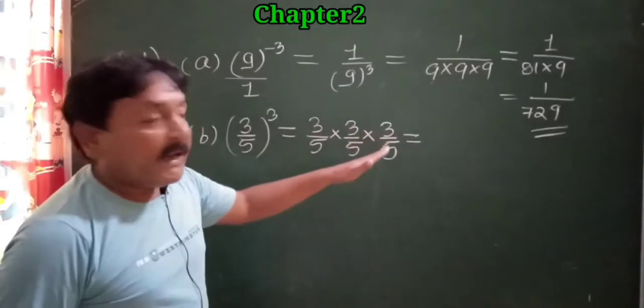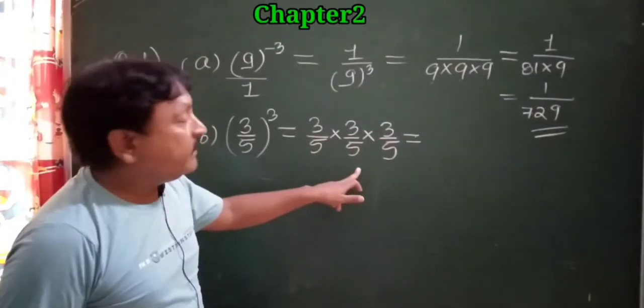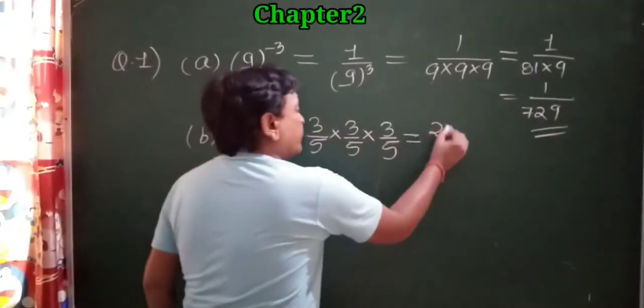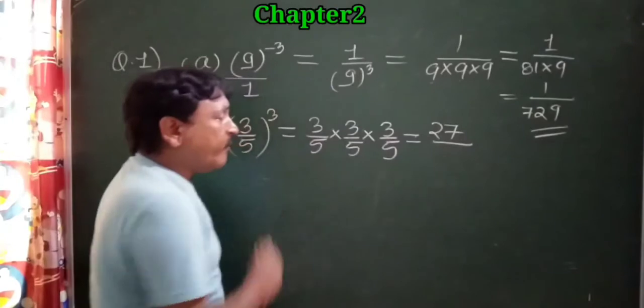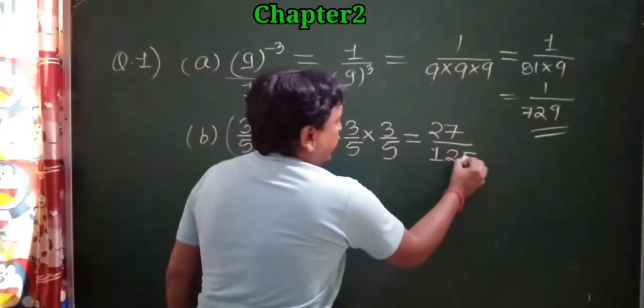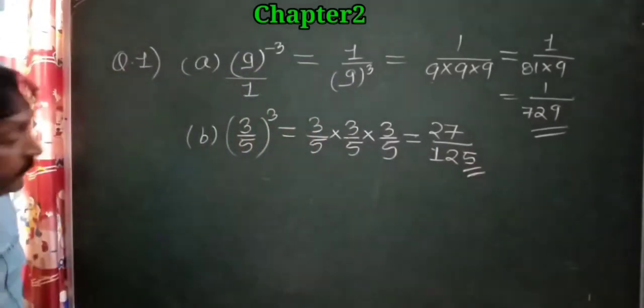Numerators will get multiplied within themselves, and denominators will get multiplied within themselves. 3 3 is 9, 9 3 is 27. 5 into 5, 25, and 25 into 5, 125. It is our needed answer. Okay, see one more part. Part C.